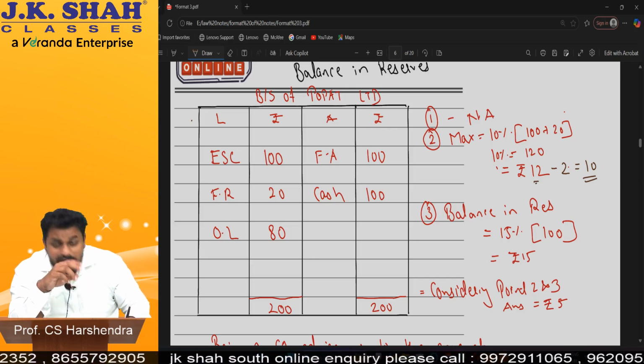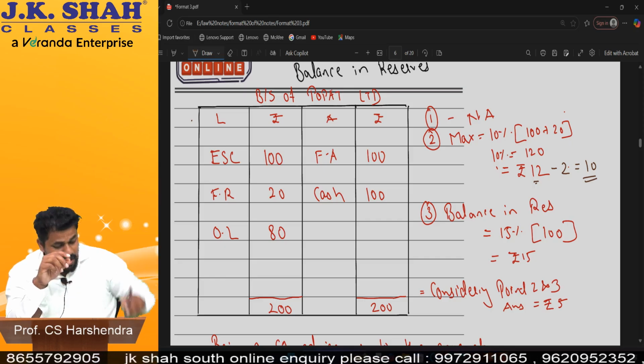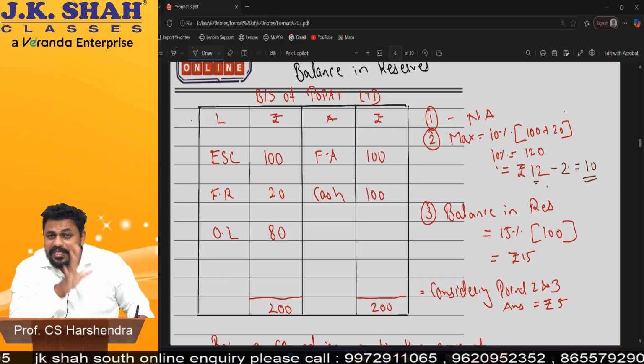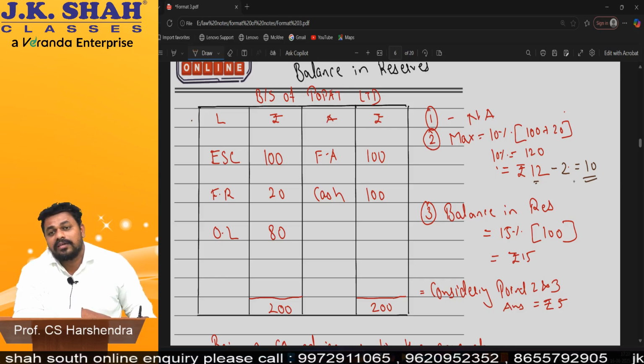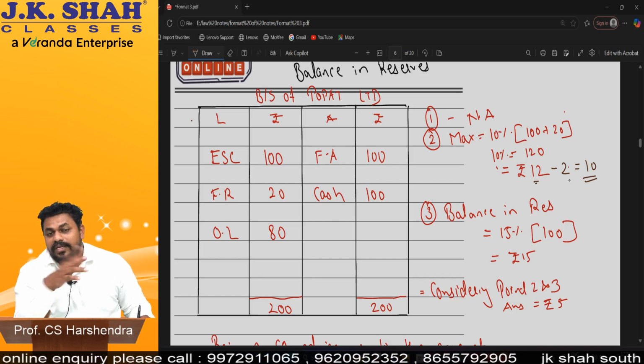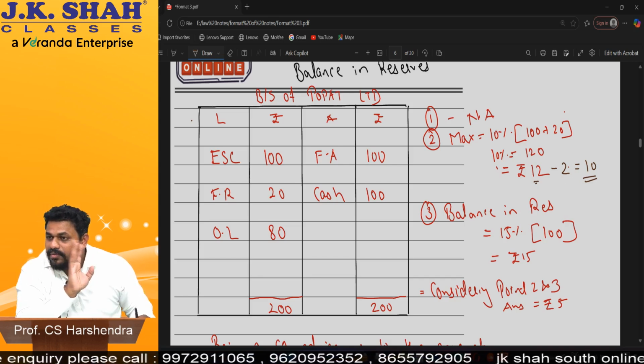So first, don't do it from the direct free reserves. Whatever answer you get as per point 2, the maximum 10% of PC plus FR, from there deduct the amount of outstanding losses. Am I clear with this thing? In our JKSC book also we have a question, we'll discuss that also. Clear everyone? Understood?